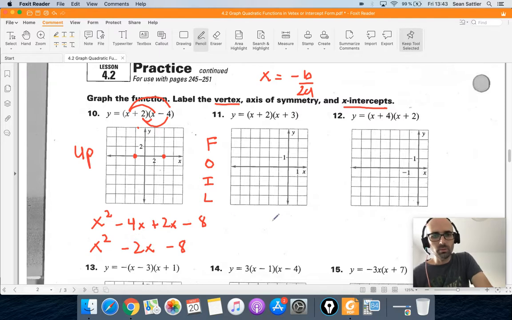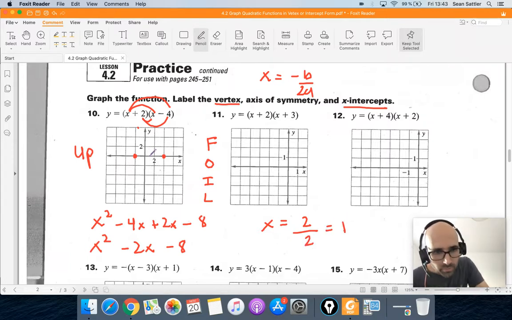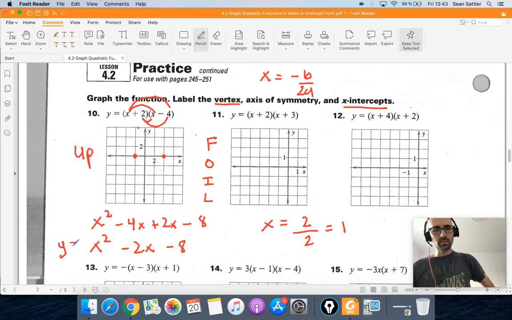b is negative 2, so we're going to do x equals positive 2, because it says negative b, so we're doing the opposite sign of b, over 2 times a, and a in this case is 1. So our axis of symmetry is at x equals 1, which is right here. But now I need to figure out how far down I go for my y-coordinate. So I need to plug in 1 into, if I call this y, this is standard form, I could plug in 1 here into both of these x's, or I can plug in 1 into the original equation, which in this case would be easier.